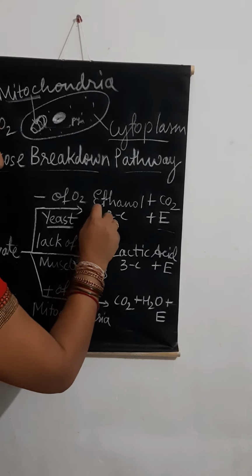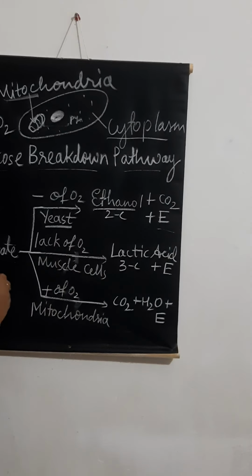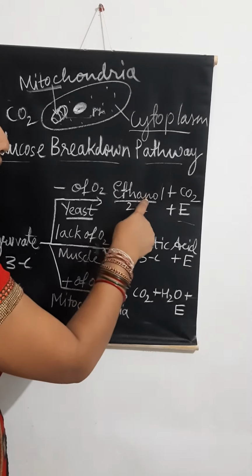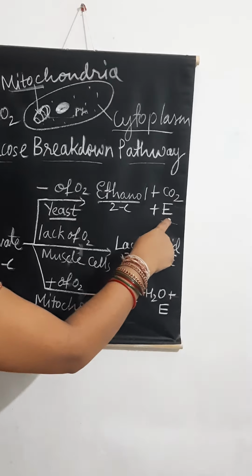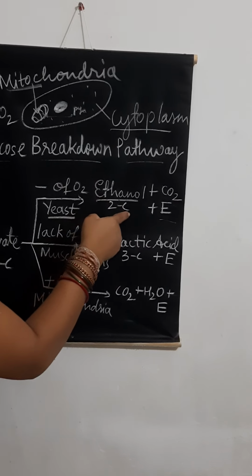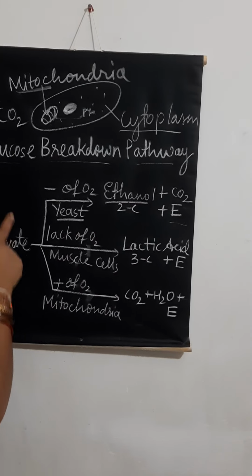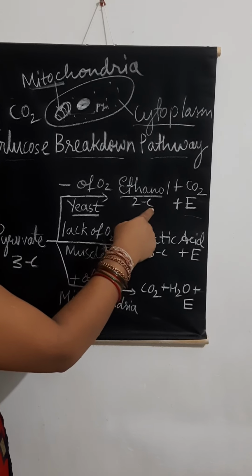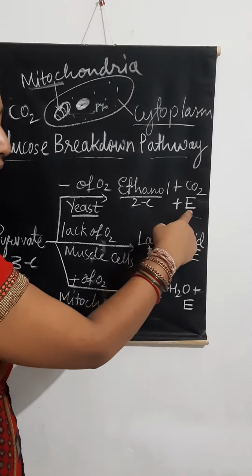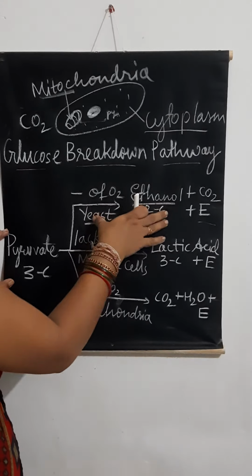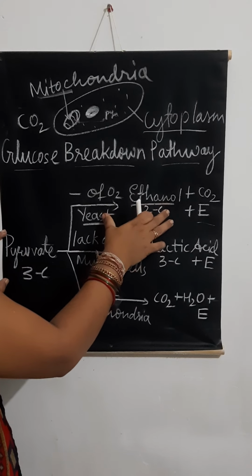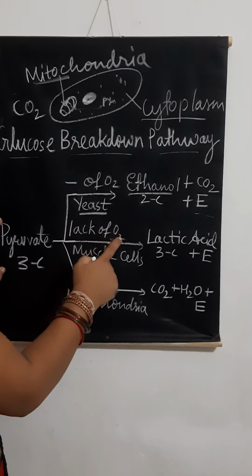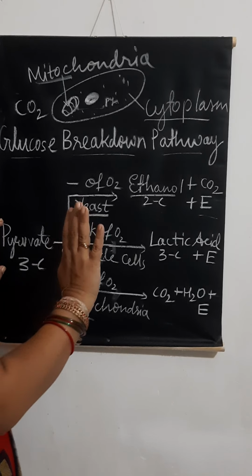And see, this ethanol is a 2 carbon compound. Last time we saw pyruvate is a 3 carbon compound. So it is broken down into ethanol and carbon dioxide and energy in the form of ATP. Why am I pointing this out? This shows that glucose, the 6 carbon compound from the beginning, is not totally oxidized. It is partially oxidized. That is why we get less energy. And where does this breakdown of pyruvate occur in anaerobic organisms? Inside the cytoplasm only.